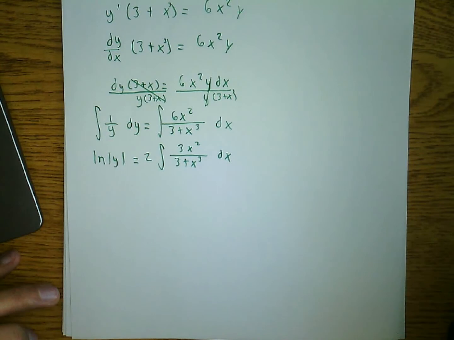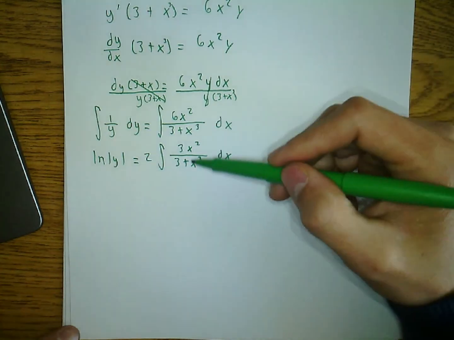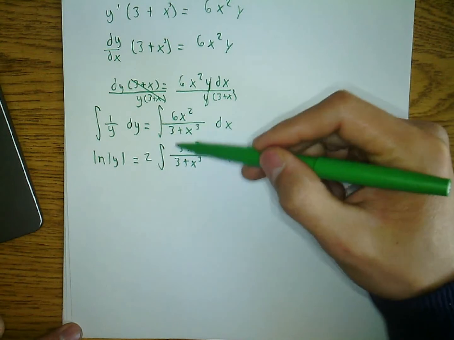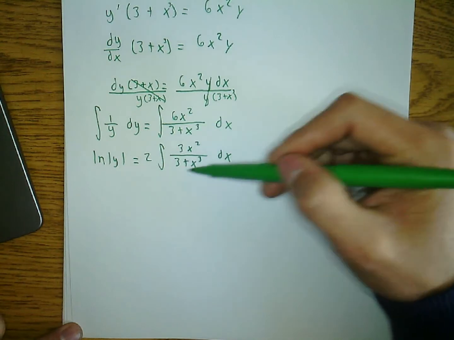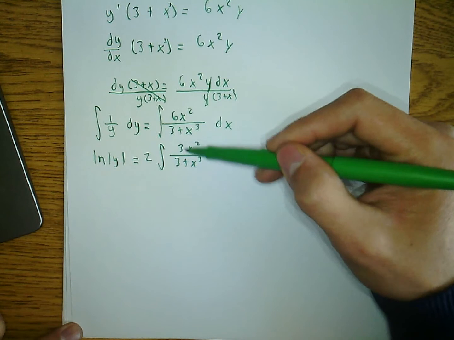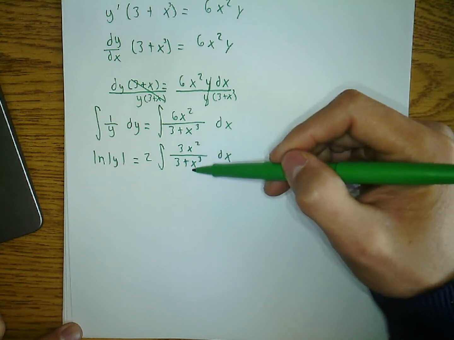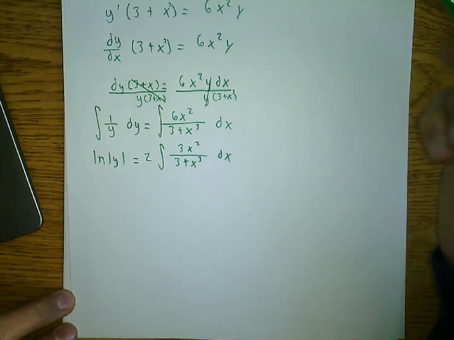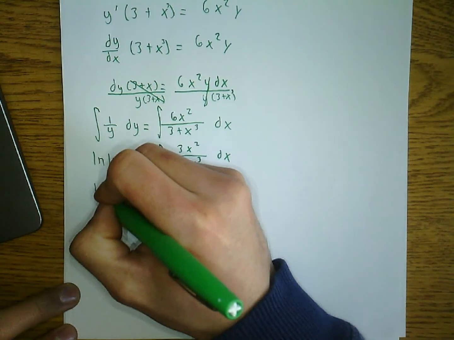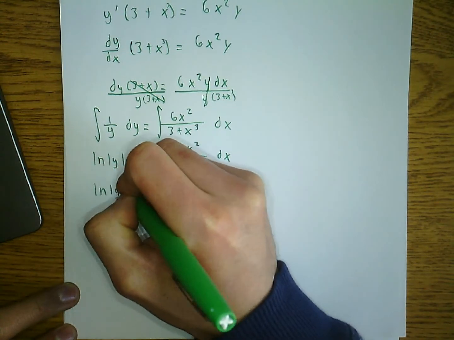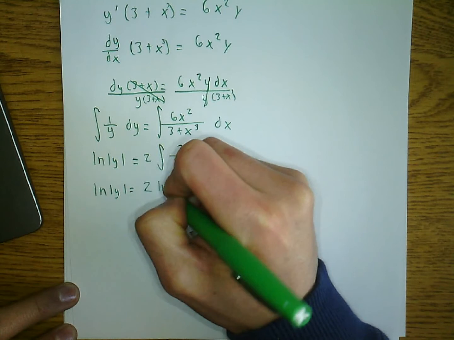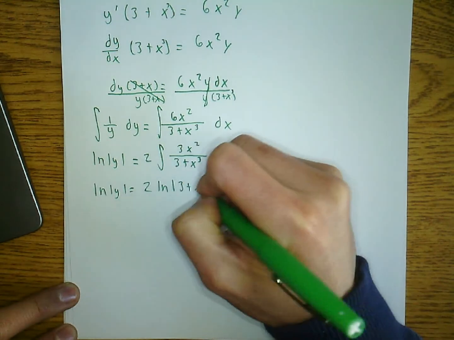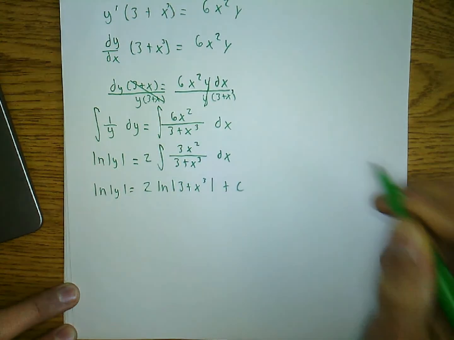Notice that if I factor out a 2, I'm left with a 3x squared. The derivative of the denominator is 3x squared. So if the derivative of the denominator appears in the numerator, that's going to be a natural log. That means the integral of the right-hand side is going to be 2 times the natural log of 3 plus x to the third power. And then I'm going to add my plus c. Are we okay?